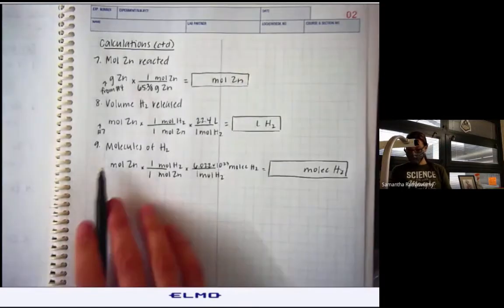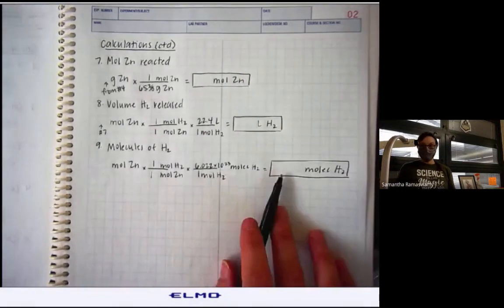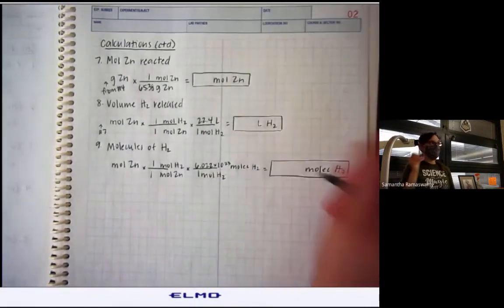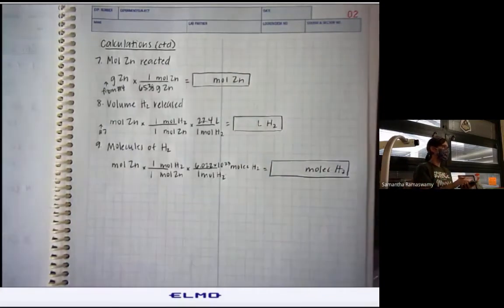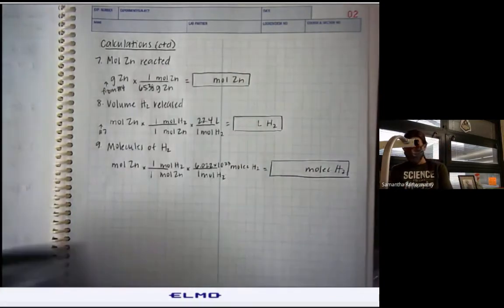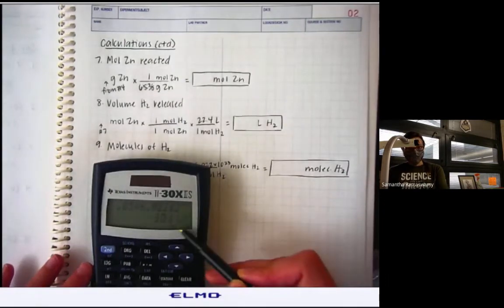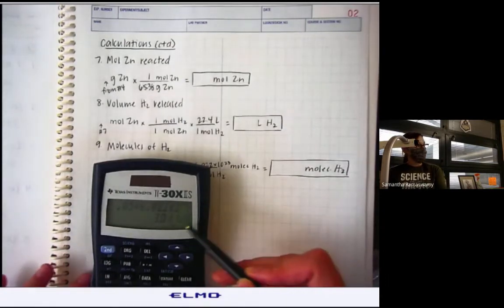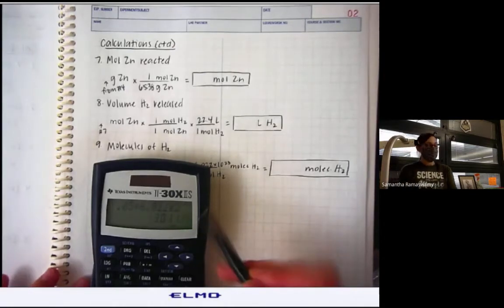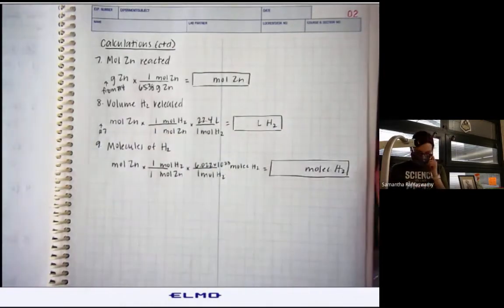So you take your moles of zinc, multiply by Avogadro's number. Don't forget the times 10 to the whatever either. Always look off to the side, right? Because calculators like mine, you have this little times 10 to the something off to the side. Okay, so that's calculation number 9.